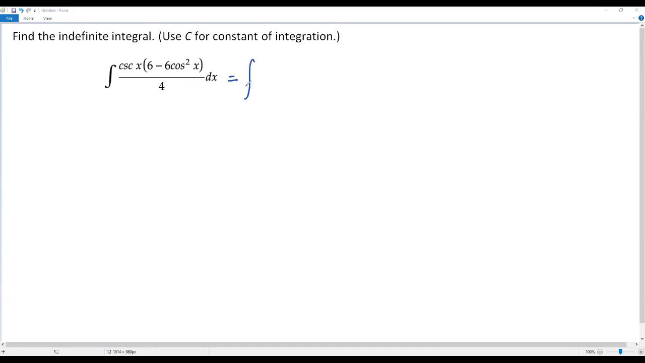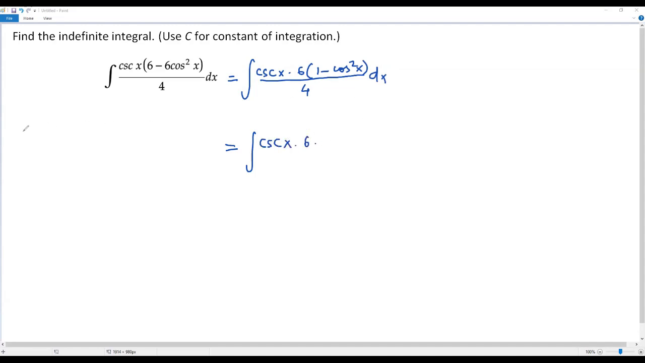Okay, my first step is to factor 6 out from these two terms, because inside the parenthesis, 6 is the greatest common divisor for both terms, so we can factor 6 out. If I factor 6 out, now I'm getting 1 minus cosine squared x inside the parenthesis, all divided by 4 times dx. Let me write it. So now, the integral of cosecant x times 6 times.